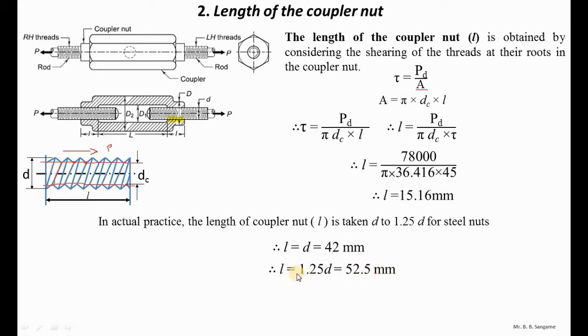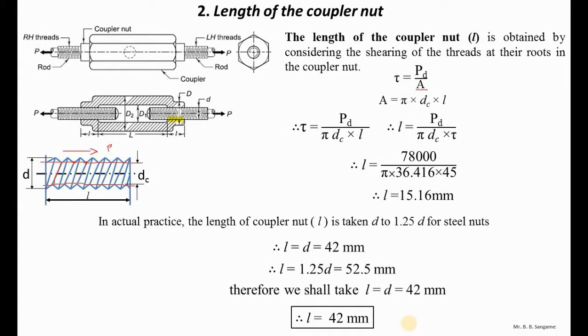So right now I am going to select the value. By considering the shear failure of threads, the length is 15.16 mm, by considering the empirical relation it is 42 mm, and this one is 52.5 mm. So I am going to select the middle one. Therefore we shall take the length equal to 42 mm. So finally we have calculated the length.